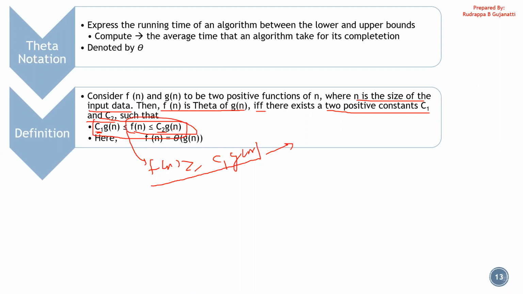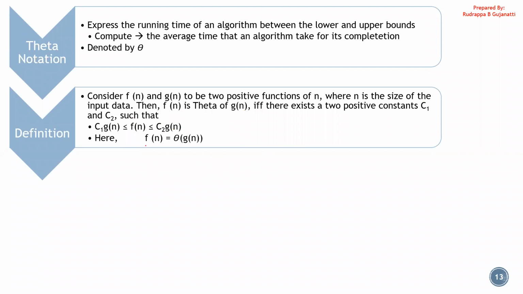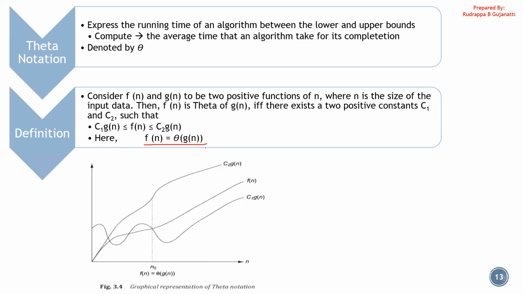And this one, if you just observe, is giving you the Big O notation. This side is giving you the maximum time limit, and this side is giving you the minimum time limit for the execution. So if this condition is satisfied, then we specify that f of n is theta notation of g of n. That is what we check out in this case. So this is how it will appear. Here f of n, in the previous thing we had seen, say this is the function.